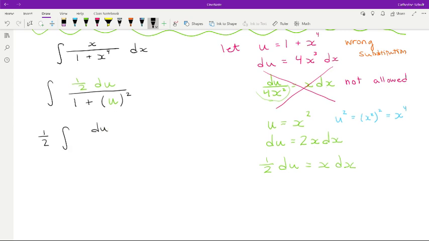And we're looking at this. Does that integral look familiar? So what function has the derivative of 1 over 1 plus u squared? The inverse tangent. All right, and then plus some constant c.